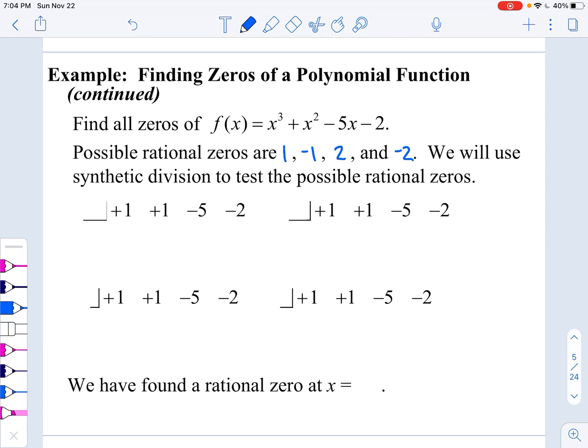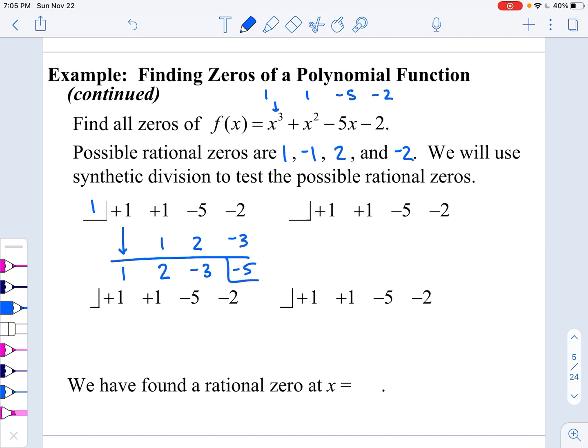So let's start with 1. The first one I had was 1. Let's try 1. So I already have my stuff set up here in terms of my synthetic division. Hopefully you remember that this was the 1, this is a 1, this is a negative 5, this was the negative 2, where all those numbers came from. So we drop down our first 1. 1 times 1 is 1. 1 plus 1 is 2. 2 times 1 is 2. Negative 5 plus 2 is a negative 3. Negative 3 times 1 is a negative 3. I have a remainder of negative 5.